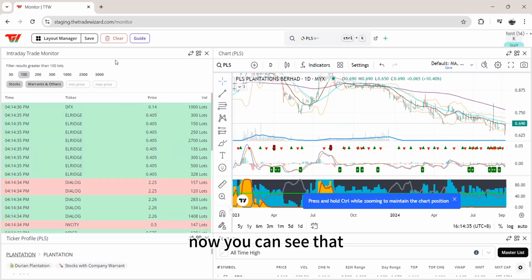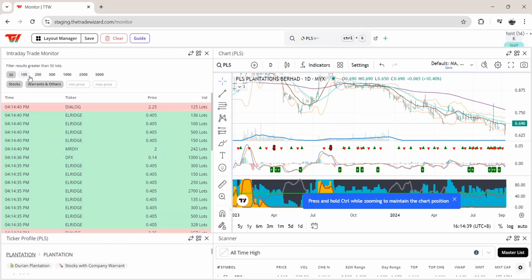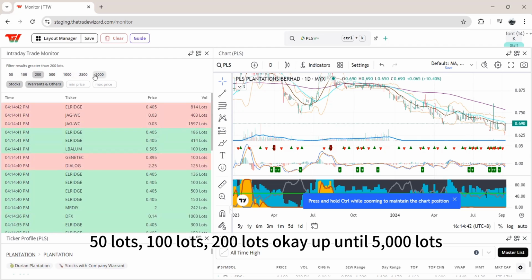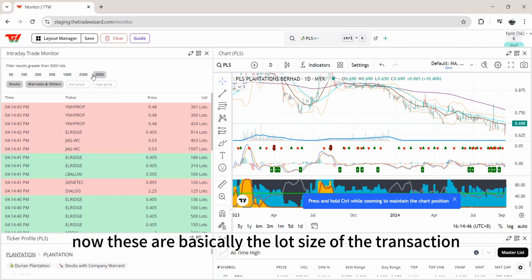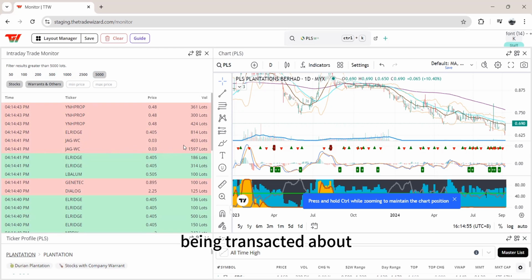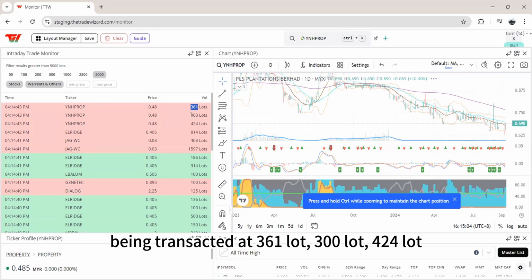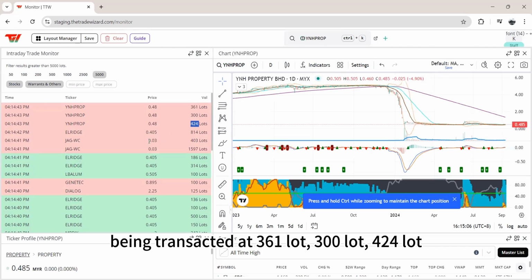Now, you can see that there are different lot sizes over here. 50 lots, 100 lots, 200 lots, okay, up until 5,000 lots. Now, these are basically the lot sizes of the transactions. For example, you can see that this JUG warrant being transacted at about 1,500 over lots. Okay, this YH Prop being transacted at 361 lots, 300 lots, 424 lots.